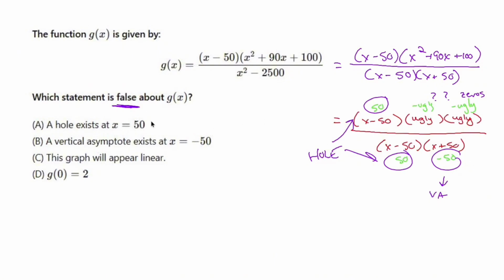Is that a true statement? Yes. I want the false statement, so A is not going to work for me. A vertical asymptote exists at negative 50. Is that a true statement? Yes, so you're not the one I want.